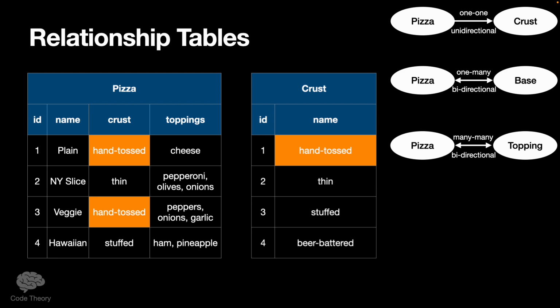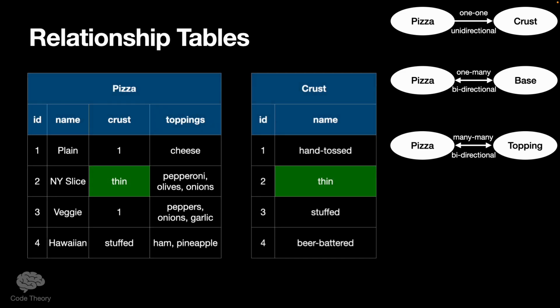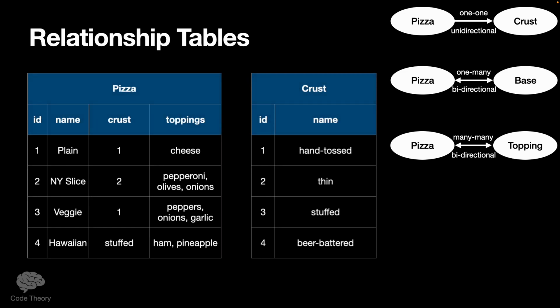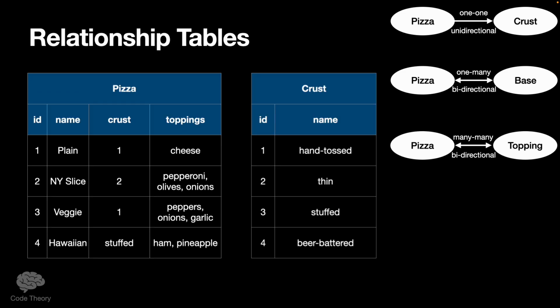Okay, well now let's say we have introduced a crust table, okay? So now that we have a crust table and it's just a list of possible crusts, right? Now, instead of using the name in the pizza table, we would use the ID of that record in the crust table. So, for example, now these say 1 instead of hand-tossed. Likewise, this thin would now say 2. And then stuffed would say 3 if I'd finished, which I guess I didn't.